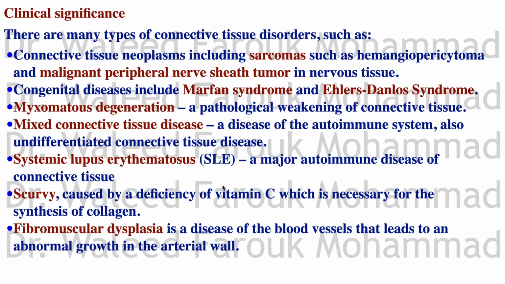An autoimmune disease is called mixed connective tissue disease. Systemic lupus erythematosus is a major autoimmune disease of connective tissue. Scurvy is caused by deficiency of vitamin C, which is necessary for the synthesis of collagen fibers, an essential element in connective tissue. And last but not least, fibromuscular dysplasia is a disease of the blood vessels that leads to abnormal growth in the arterial wall.